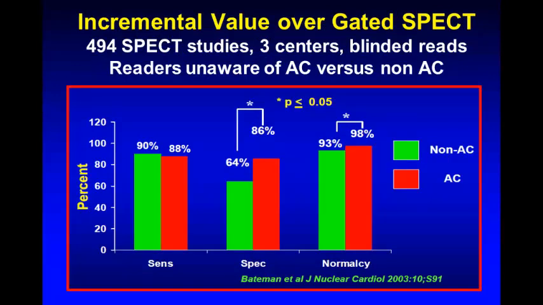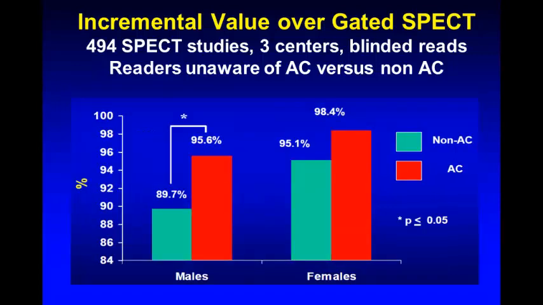I thought this is one of the nice studies. There are a lot of studies that were done, but in this one they brought 494 SPECT studies from 3 centers and they mixed them. They didn't tell each physician this is AC, this is not AC. So you are reading either an entire AC study or an entire non-AC study for the entire patient. And you can see here that with the AC, sensitivity did not change much, but specificity increased and normalcy is getting closer to 100%, which is what we want.